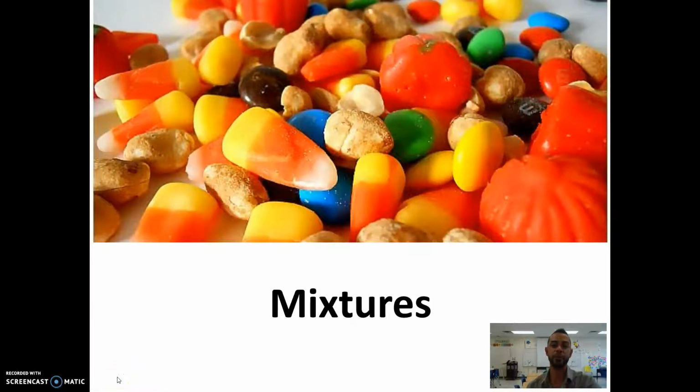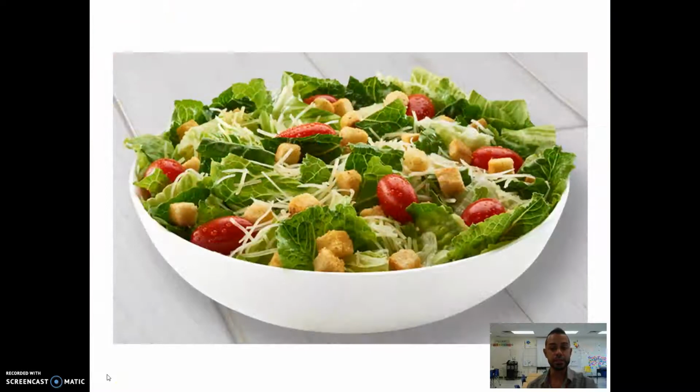Hello guys, welcome back. So let's talk about mixtures. In this picture, I'm presenting a bowl with salad, right? And the salad has different ingredients. It has the lettuce, it has tomatoes, the cheese, and the croutons, right?